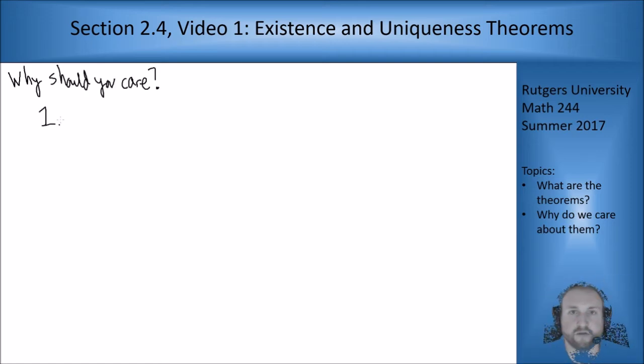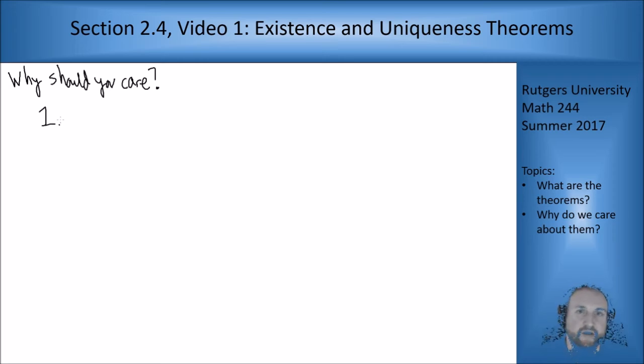So the first reason you should care about these is because the idea of the theorems is that there is a solution and there's exactly one solution. There aren't multiple solutions, and there's not the case that there's just no solution at all. And ideally, you want your problems to have this property. Why? Because physical situations have this property, right? If you throw a ball in the air, something happens, and only one thing happens. It can't randomly do one of two different things. There is only one possible outcome.